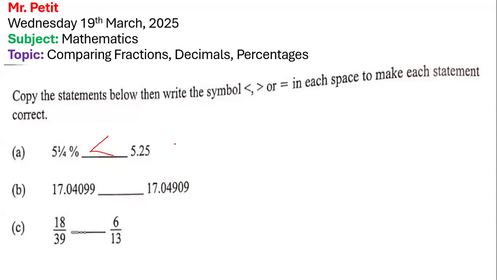What did y'all put for B? Less than. Greater than. Less than. Pretty sure it's less than. All right, we can do a vote.